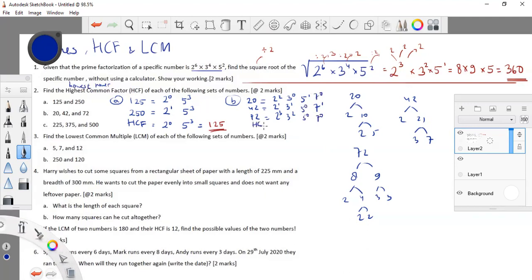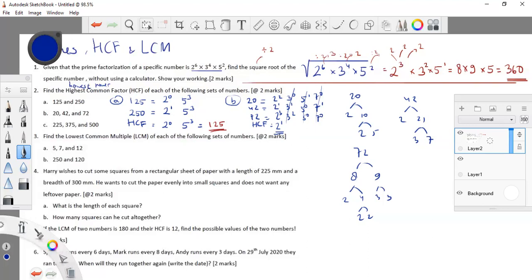So HCF is to find the lowest power, right? Wait. Okay. So 2 power 2, 2 power 1, 2 power 3. The lowest is 2 power 1, right? And then ini 3 power 0, just ignore. 5 power 0, just ignore. 7 power 0, just ignore. So the answer is 2.